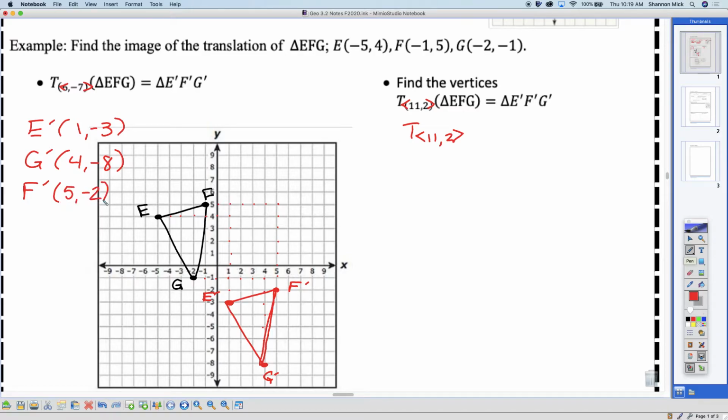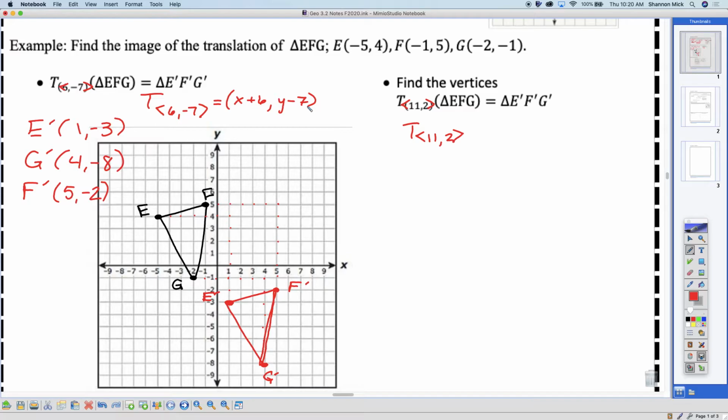Okay, so I did translate 6, -7. So what that means I'm going to do is take x plus 6 and y minus 7. That's all I'm going to do. So let's make sure we did it right.